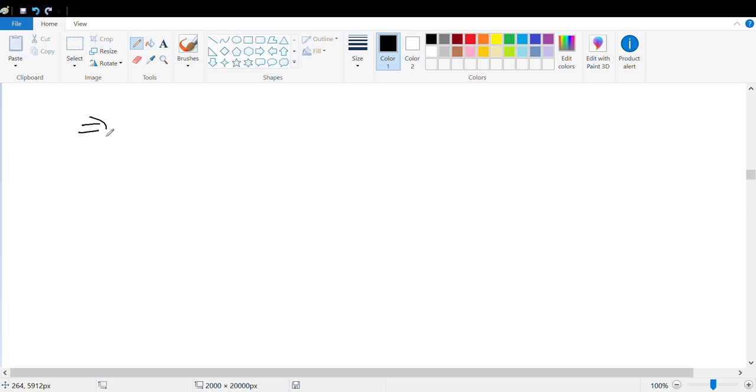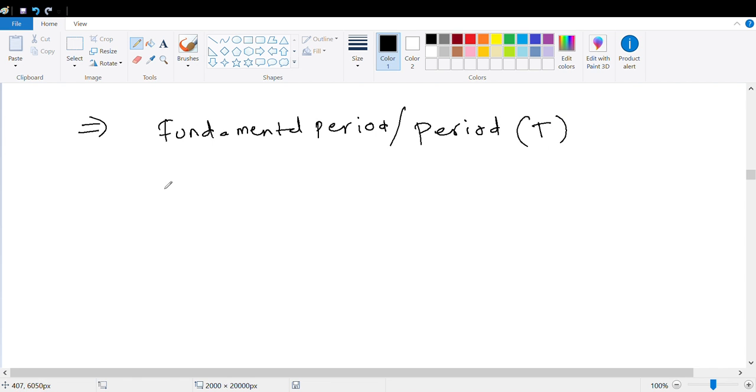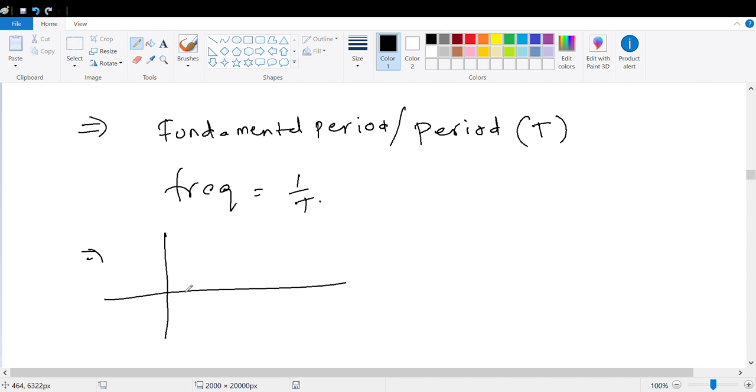This video is about finding the period of any periodic wave, like a time period. Otherwise we call it the fundamental period or time period. We simply call it the period, and it is represented by T, and the frequency is 1 by T. So let us take a periodic wave, whether it is a sine wave, a cosine wave, or something other than sinusoidal or cosinusoidal, whatever it is.